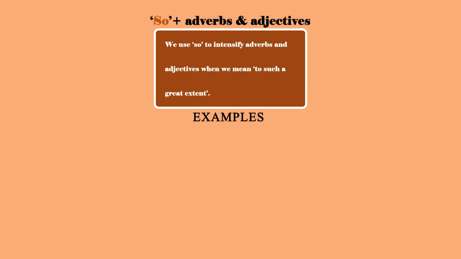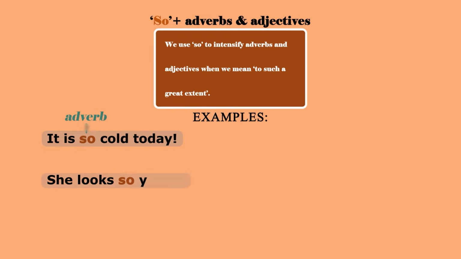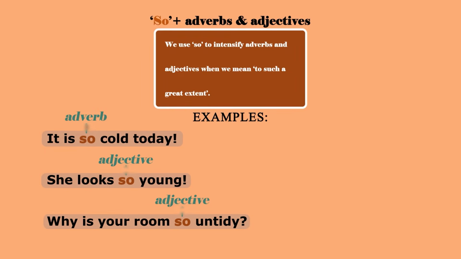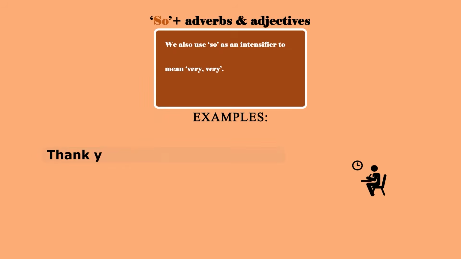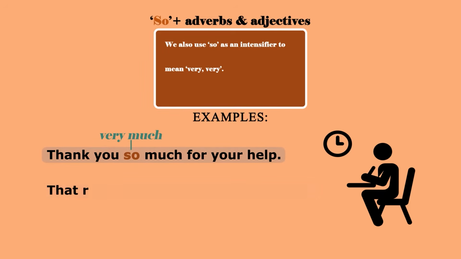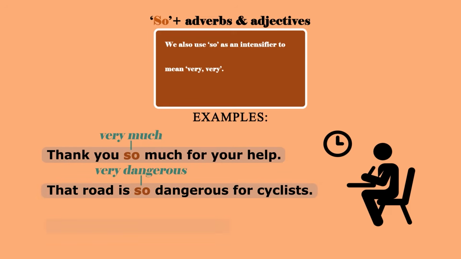Look at the examples. It is so cold today. She looks so young. Why is your room so untidy? We also use so as an intensifier to mean very, very. For example, thank you so much for your help. That road is so dangerous for cyclists. This chocolate is so good.